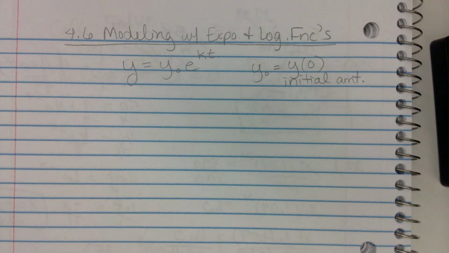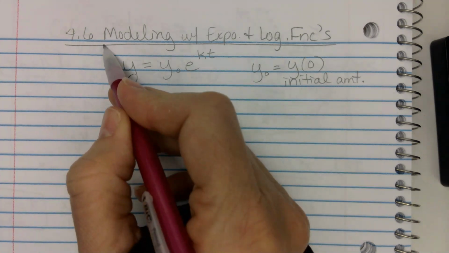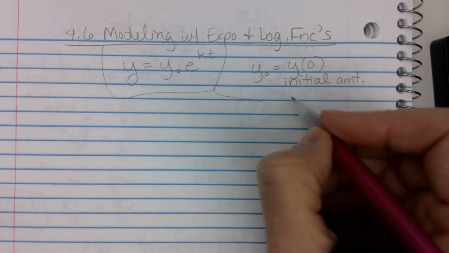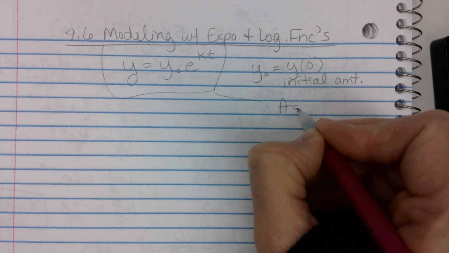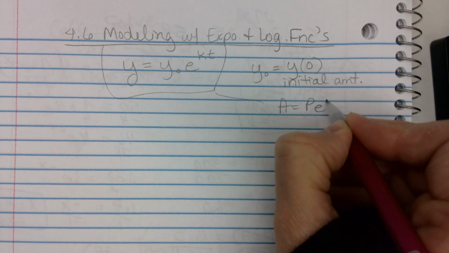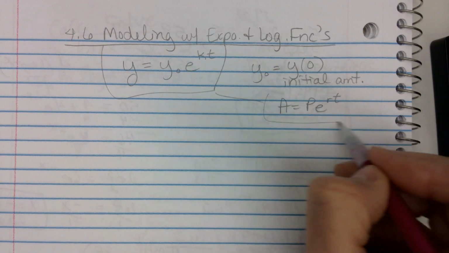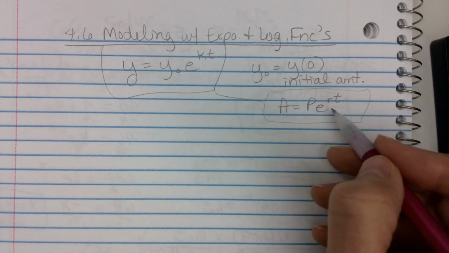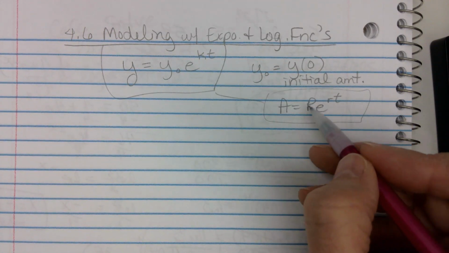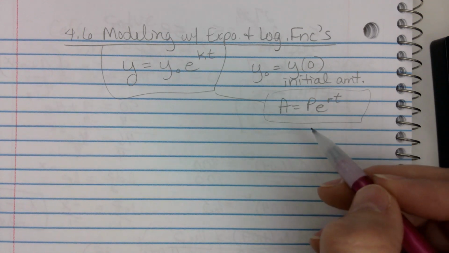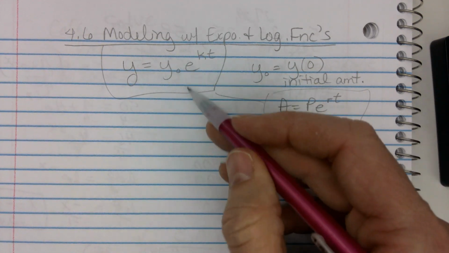So, one formula. What does this remind you of, by the way? PERT. A equals Pe to the rt, principal e to the rt. This is continuous growth, right? Isn't this interest compounded continuously?